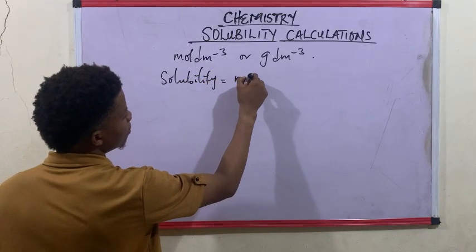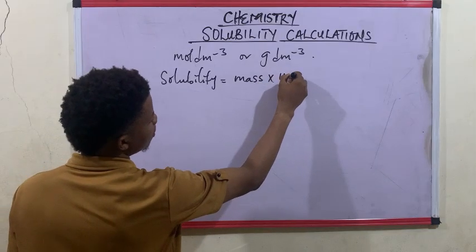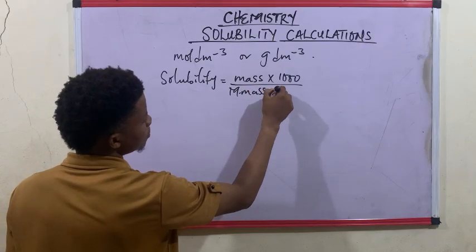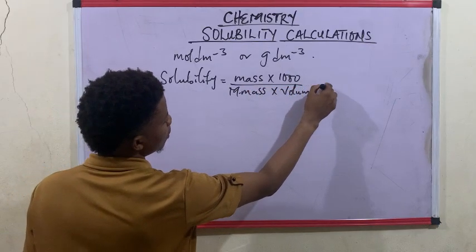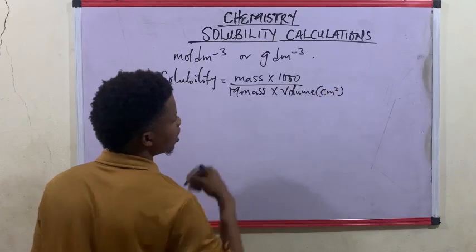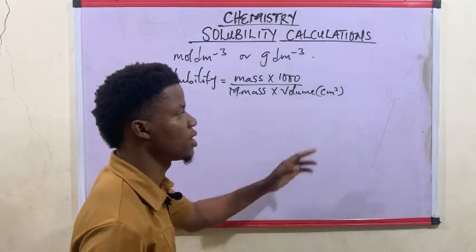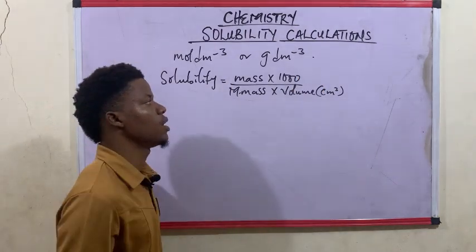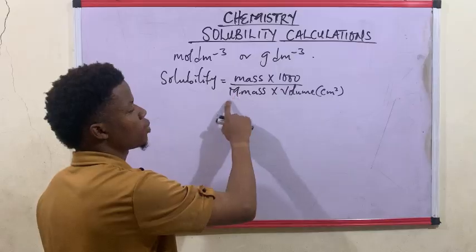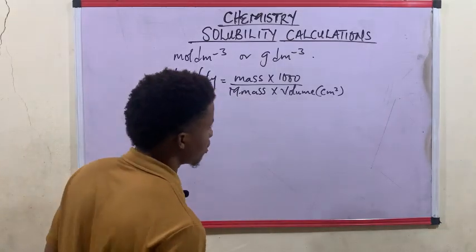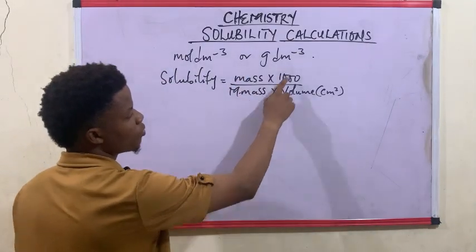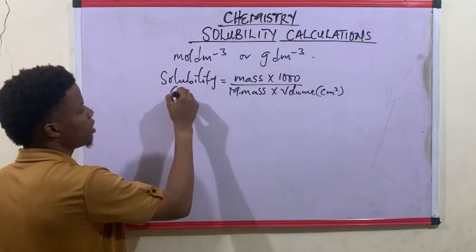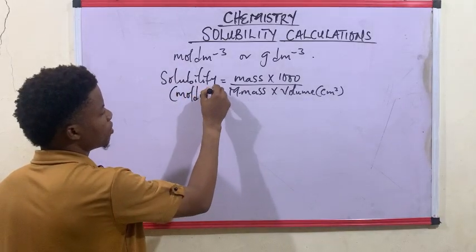Solubility is equal to mass times 1000 over molar mass times volume. Now the volume is in centimeter cube. So when we have volume in centimeter cube, that is why we need this 1000 here. So it's mass times 1000 all over molar mass times volume. Or you can even do it this way: mass over molar mass times 1000 over volume, whichever direction. So this will help us get our solubility in mole per dm cube.